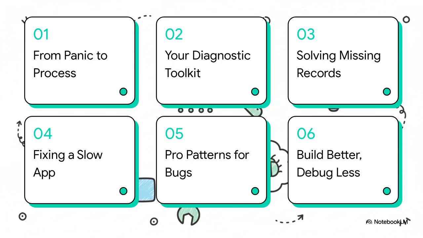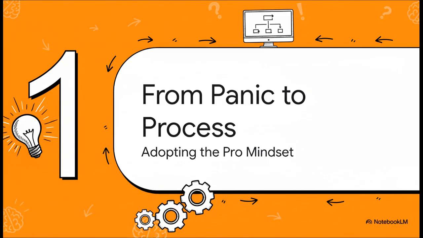So, here's the game plan for this explainer. We're going to start with getting the right mindset before we even touch our diagnostic tools. Then, we'll hunt down two of the biggest culprits out there, missing records and slow performance. After that, I've got some rapid-fire pro patterns for common bugs, and we'll wrap it all up by learning how to build apps that are solid from the very start. Let's get into it.